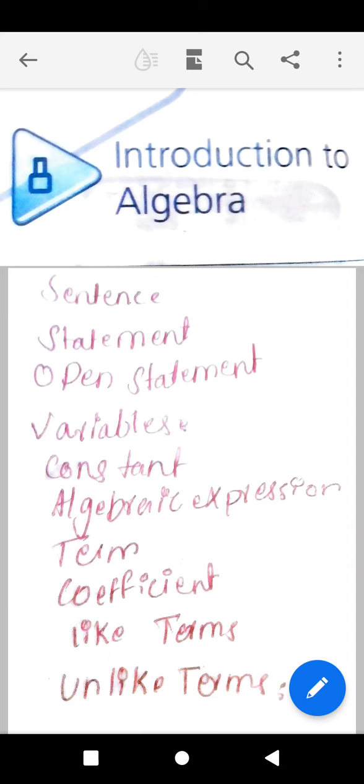The last one is unlike terms. Differing terms are called unlike terms. For example, we take 2x plus 4y plus 3z. The terms are different. The numerals are different, and here the variables are different too: x is different, y is different, then z. So these terms are unlike.